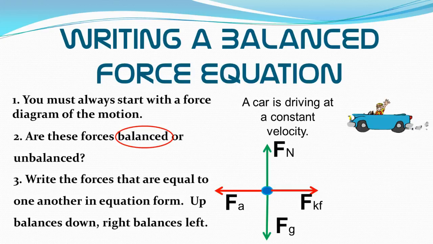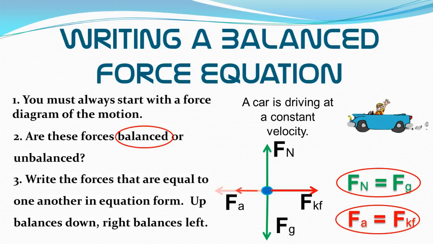So I'm going to write Fn equals Fg. Those forces are balanced. That means if I knew my normal force, I'd know my gravitational force. Fa equals F sub Kf, so my kinetic friction force is equal to my applied force. If I knew my applied force, I would know my kinetic friction force.